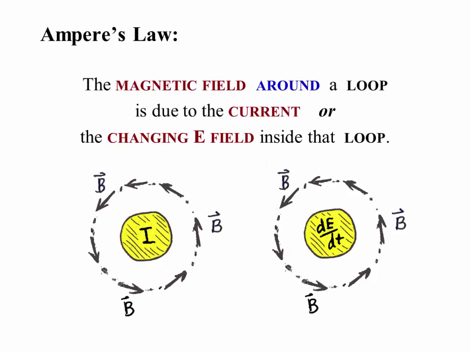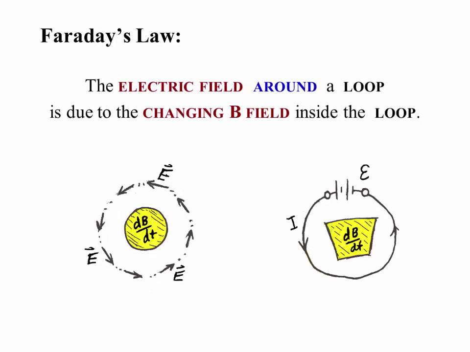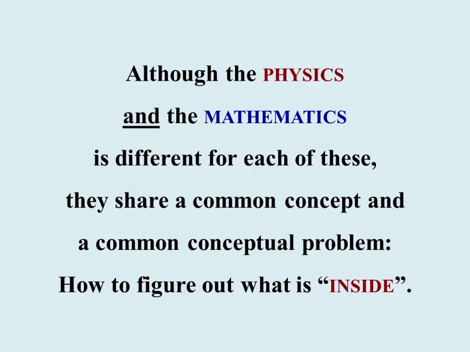Ampere's law, that we encounter twice in this course, says that the magnetic field around a closed loop is due to the current flowing within the area enclosed by that loop, or much later, the E field that is changing within that loop. Faraday's law says that the electric field around a loop, that is, again, around a closed loop, is due to the changing magnetic field inside that loop.